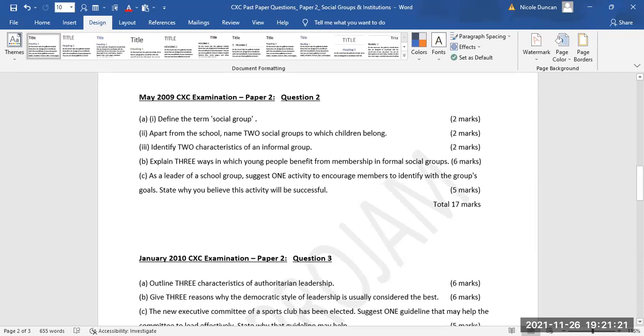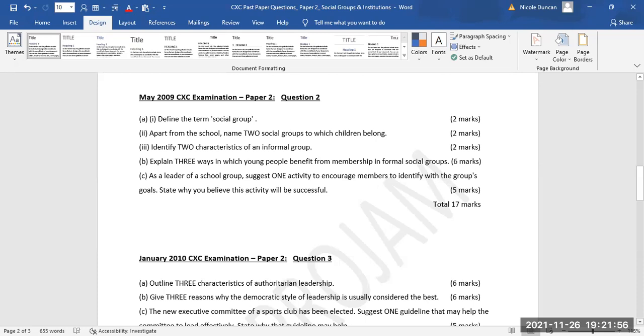A social group is two or more people who interact with one another. What is common between them? They share similar goals. Yes, that's it, hit the nail on the head. Very good. So two or more persons who share common goals and work together to achieve those goals or that goal. So you would have had the answer there.